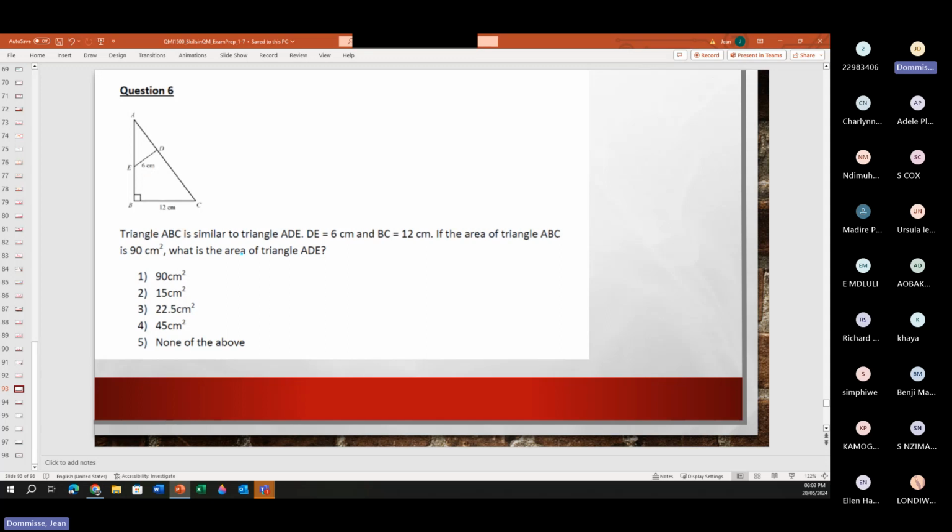What is the area of triangle ADE? I think this is the one where we were supposed to have more information. I think that was also shared in a WhatsApp group at a stage where there was not enough information.